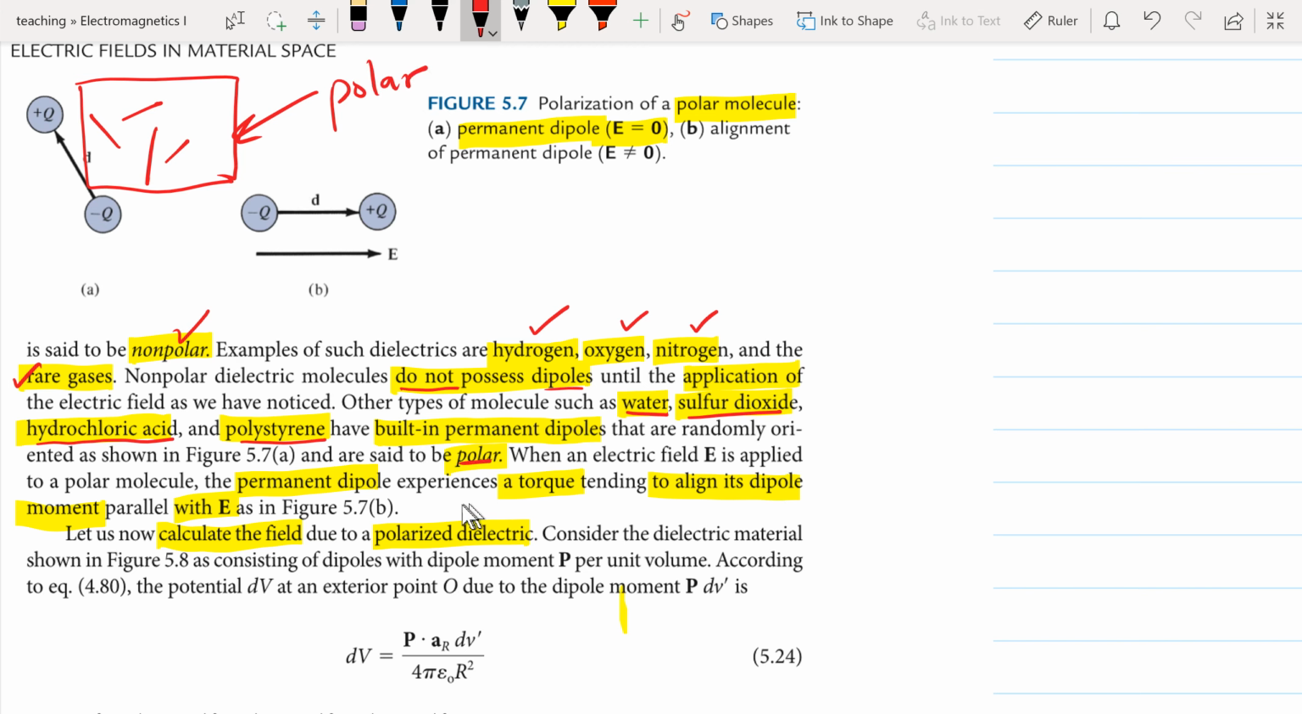That is what we are saying here: when there is no applied field, the material is said to be non-polarized. But when you apply the field, it causes the dipole moments to experience a torque that tends to align the dipoles in the direction of the field. So all the dipoles that were arranged randomly will align themselves in one direction, the direction of the electric field, and then they are said to be polarized.